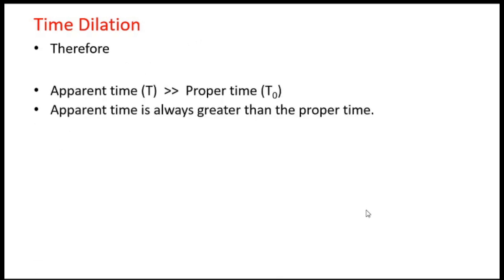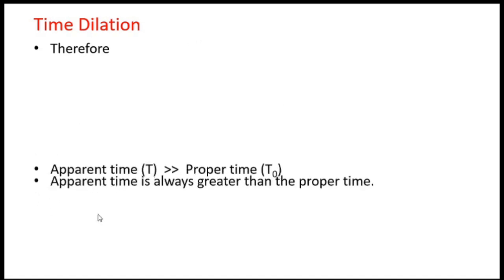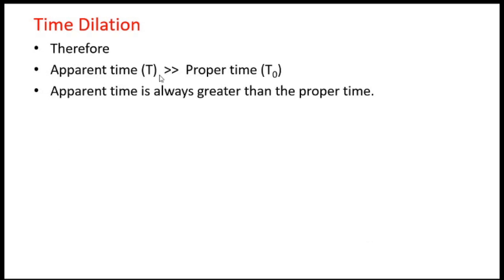If you observe this equation, if I put any value of v here, this denominator always becomes less than 1. And if the denominator is less than 1, t0 divided by a denominator less than 1 gives the value of apparent time t, and this t will always be greater than t0. So what is our conclusion? We notice that the apparent time t is always greater than the proper time t0. Thus, apparent time is always greater than the proper time, and this is a consequence of the special theory of relativity.